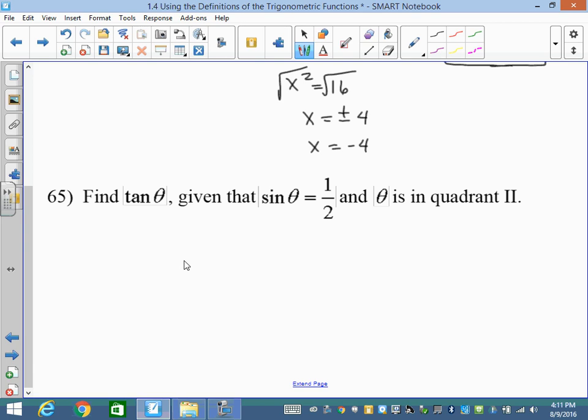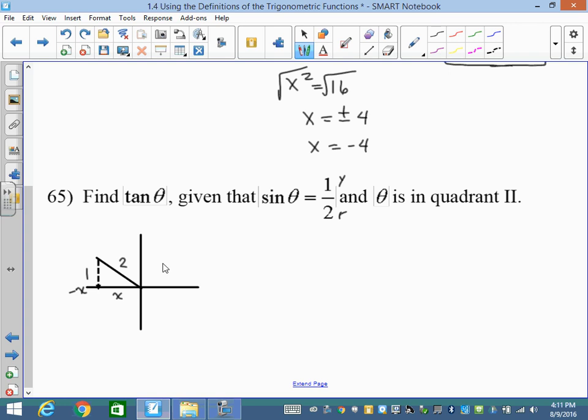Okay, next question. Find tangent given that sine is 1 over 2 and theta is in quadrant 2. So we're in quadrant 2 again. I want the straight line, the solid line. And I'm going to just draw out the triangle and close it out with a dotted line. Do the same thing. Remember, this is y over r. So y is 1, r is 2, this is negative x, and we're looking for x again.